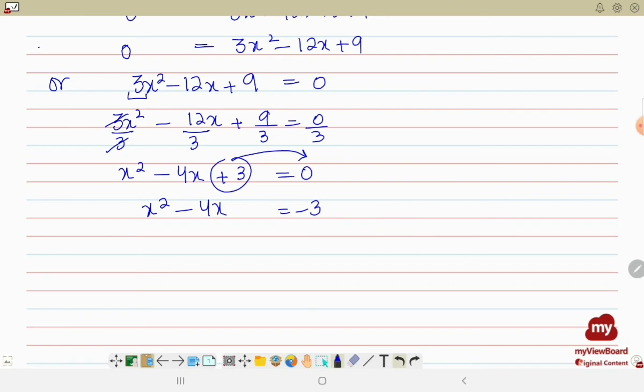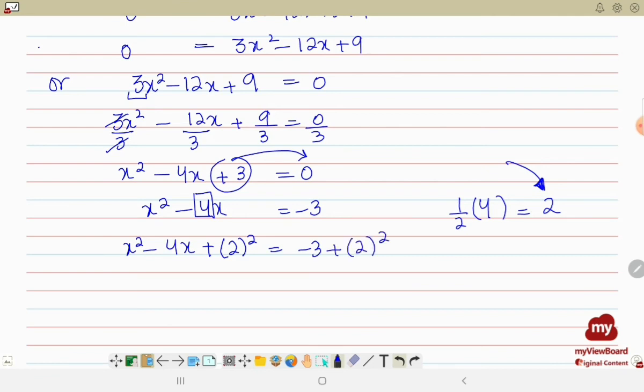The third step was to multiply the coefficient of x by 1 by 2. Here the coefficient of x is 4, so we will multiply it by 1 by 2 and we'll get 2. Then we have to add the square of it on both sides. So let's add the square of this 2 on both sides of the equation. We are going to have x square minus 4x plus 4 equals minus 3 plus 4.